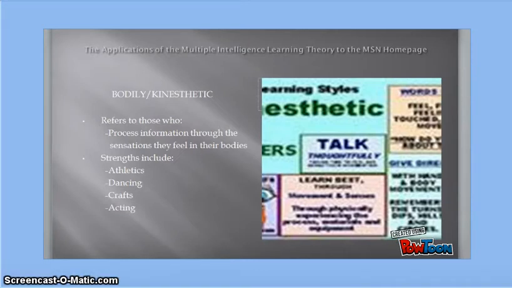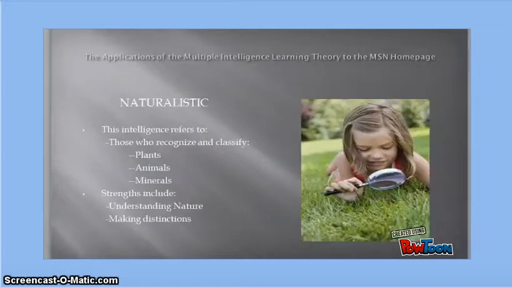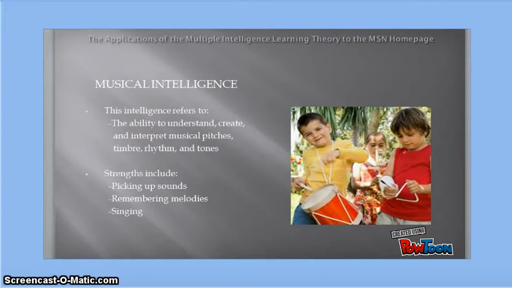And the bodily kinesthetic refers to those who process information through sensations they feel in their bodies. The naturalistic, and this intelligence refers to those who recognize and classify plants, animals, and minerals. And then you have the musical intelligence, and this intelligence refers to the ability to understand, create, and interpret musical pitches, timbre, rhythm, and tones.